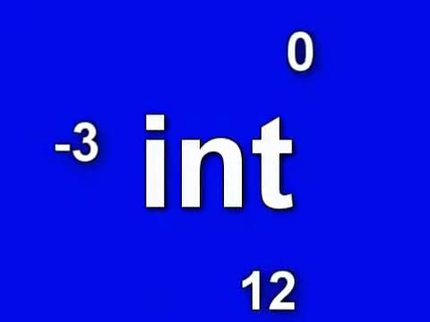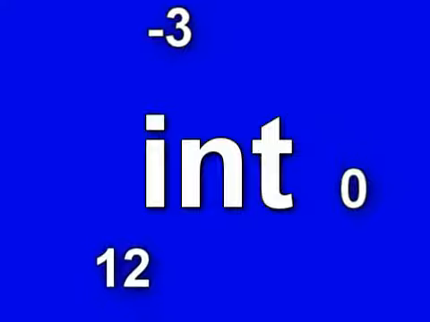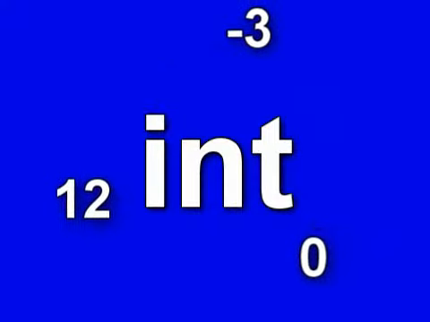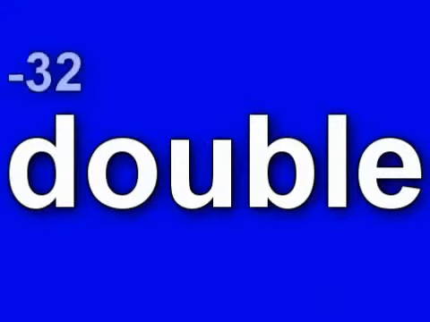We saw int type variables before, and we know that they can take on integer values like -3, 0, or 12. Likewise, we saw double type variables, which we know can take on integer or non-integer values like -32, 0.5, or 3.14.